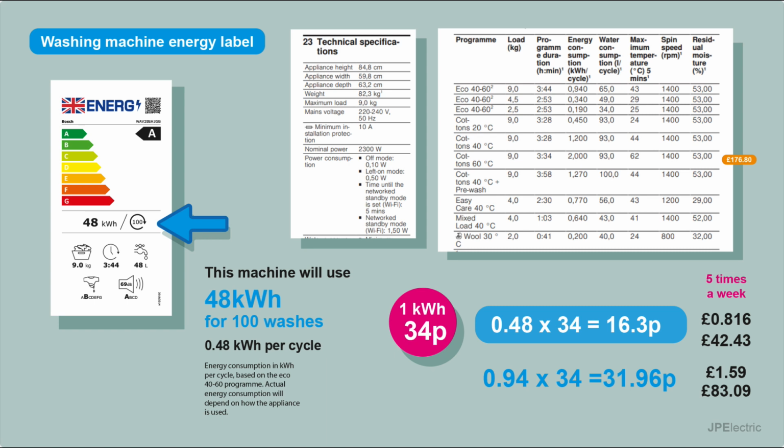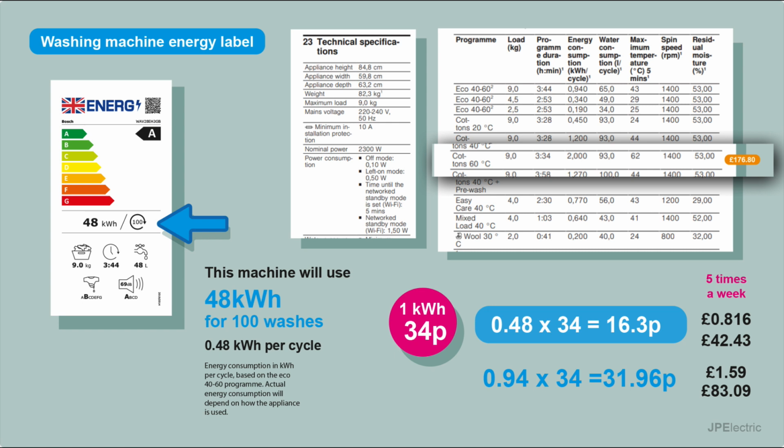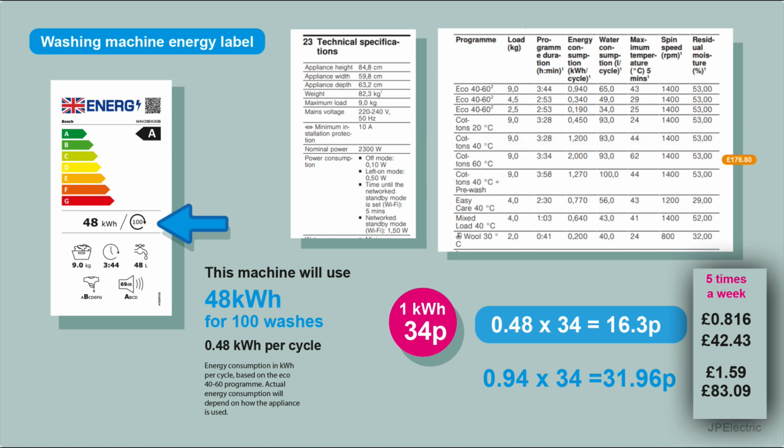And you can see the various different kilowatt hour cycle rates. The most expensive seems to be cottons at 60, that's 2 kilowatt hours. And you can see here it starts to add up over the year, between £40 and £80 a year. The cottons, that's nearly £180 a year. Obviously, it depends how much you use your washing machine.